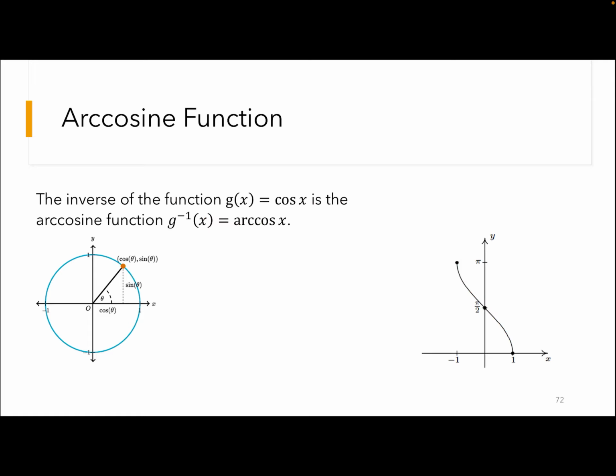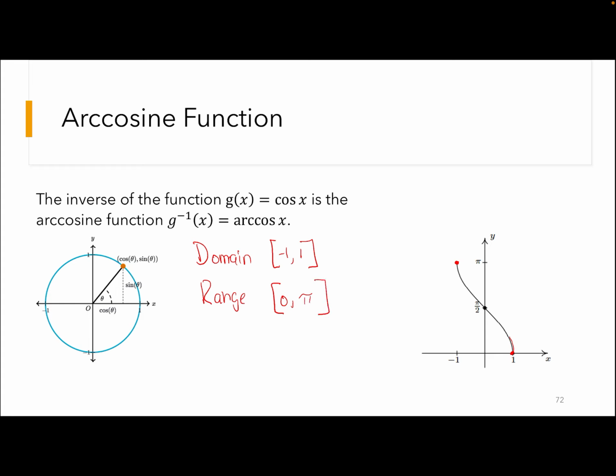Now for arc cosine, if we look at the graph, we see that the domain is still from -1 to 1. So our domain is still -1 to +1. And the range is, we start at 0 and go up to pi. If we look at the range, we go from 0 to pi.